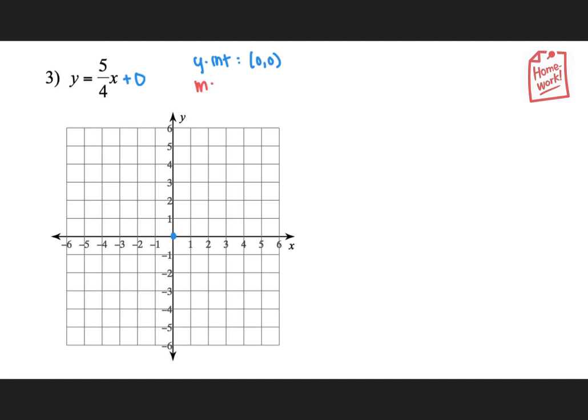And then my slope is going to be 5 over 4, which means we're going to go up 5, right 4. So from my line, up 5, 1, 2, 3, 4, 5, right 4, 1, 2, 3, 4. We should be able to plot one in the opposite direction. So remember the opposite direction, we can go down 5 and left 4 and get the same line. So 1, 2, 3, 4, 5, and then left 4. 1, 2, 3, 4.